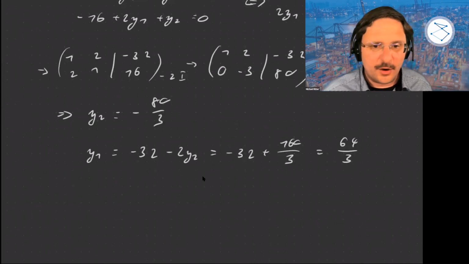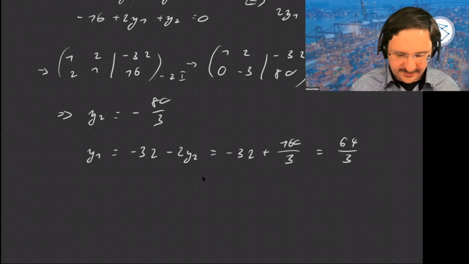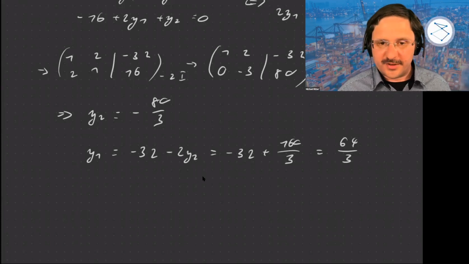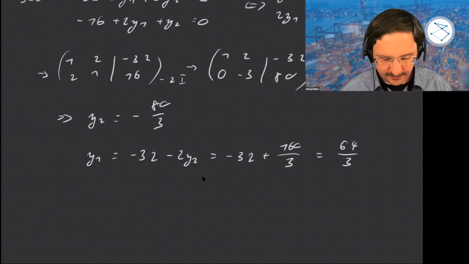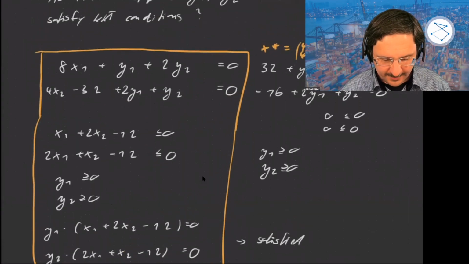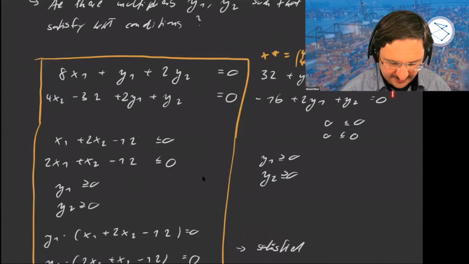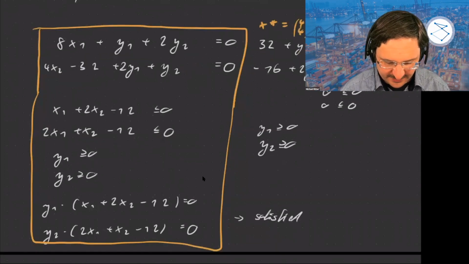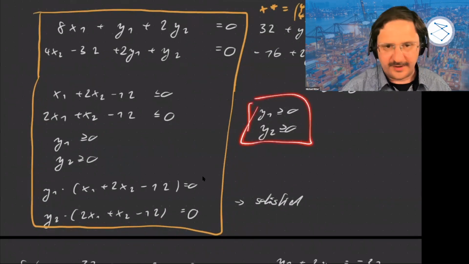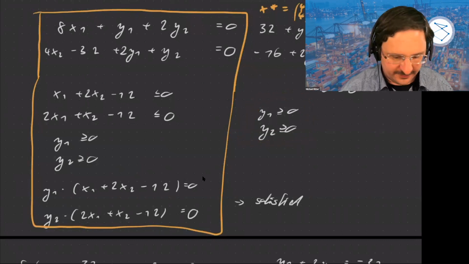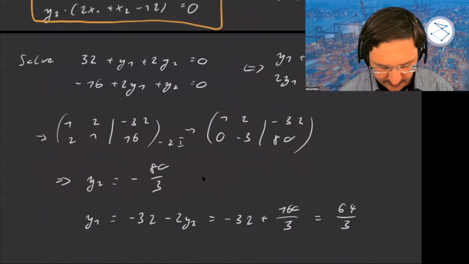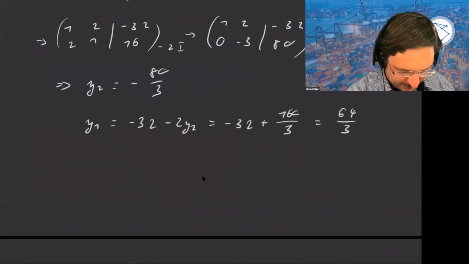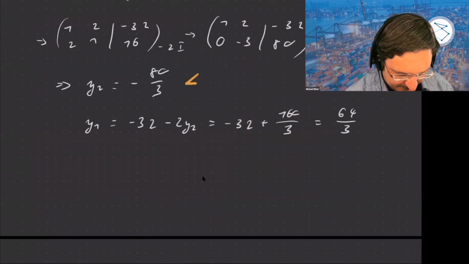That means this is the only possible choice of multipliers. And now we have to check whether these two multipliers together with the x values that were given fulfill all the KKT constraints. Well, obviously those are satisfied here, but those here are not. You will have noticed that y2 is a negative number. And that's the problem here. So this here is less than 0.